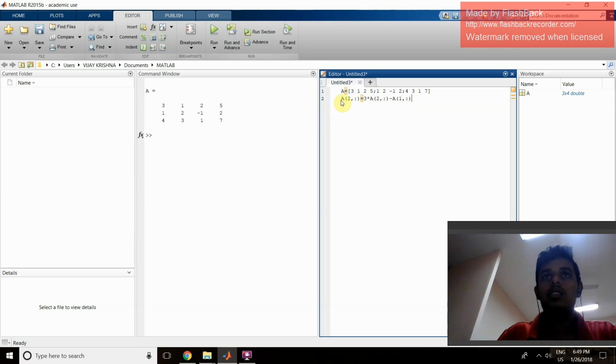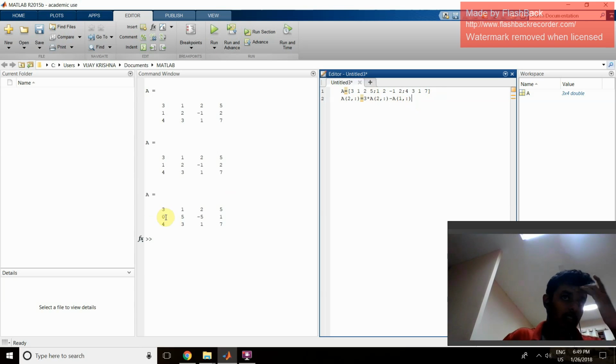Now this statement states that A(2,:) represents the second row of the matrix A and A(1,:) represents the first row of the matrix A. So this statement states that the second row of matrix A is equal to 3 times the second row of the matrix A minus the first row of the matrix A. So now we have made this one 0. Now the next step is to make this 4 also 0.